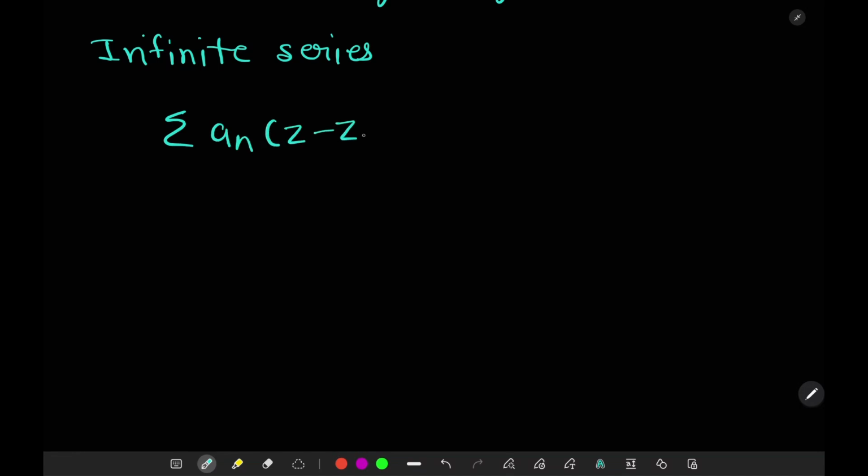Now let's do infinite series. A series in the form of this is said to be a power series in z minus z naught. Here z is a complex variable and z naught is the center of the series, or we can expand this.